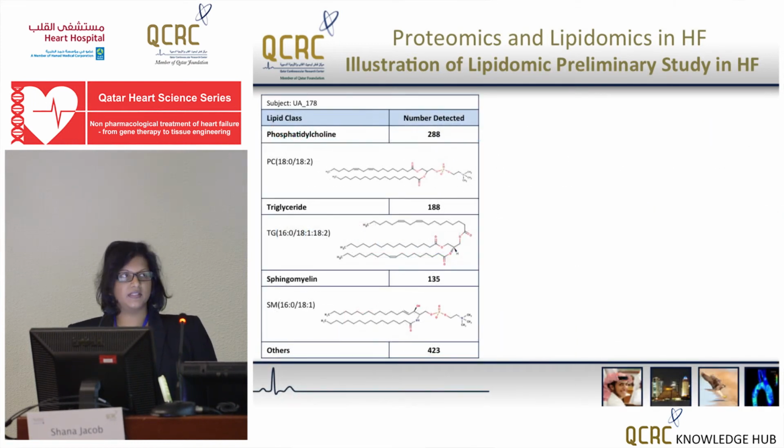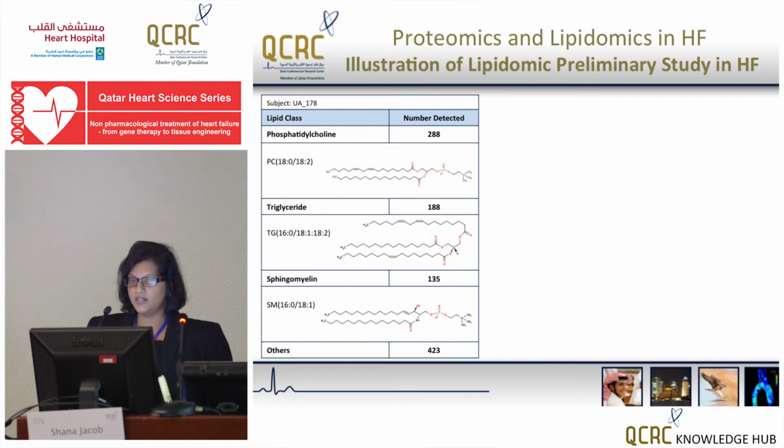These are results from one particular subject. This is an unstable angina patient. The top 3 lipid classes that we see in this patient's blood are phosphatidylcholine, triglyceride, and sphingomyelin. We were able to identify 288 different types of phosphatidylcholine. Phosphatidylcholine is a cell membrane lipid, and this particular form is the most dominant form that I was able to detect. Triglyceride is an energy storage molecule, and this is the most predominant triglyceride we found.